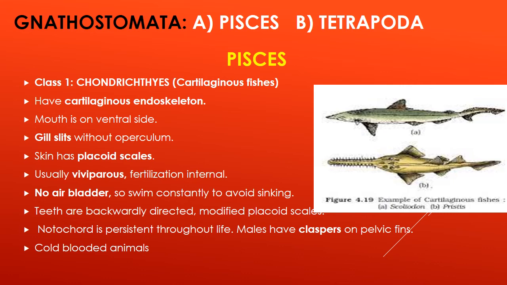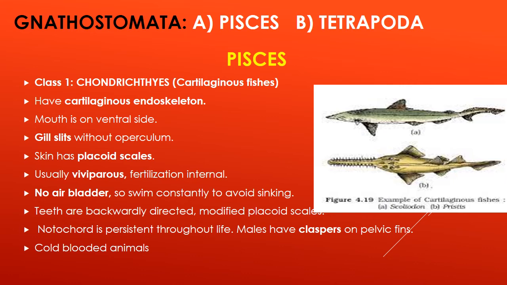Gnathostomata: here the animals have jaws. There are again two divisions. One is Pisces. Pisces are nothing but fishes. Tetrapoda means we human beings, reptiles, and even amphibians come under Tetrapoda. In Pisces again there are two types. It's very easy actually. One is Chondrichthyes. They are nothing but cartilaginous fishes.